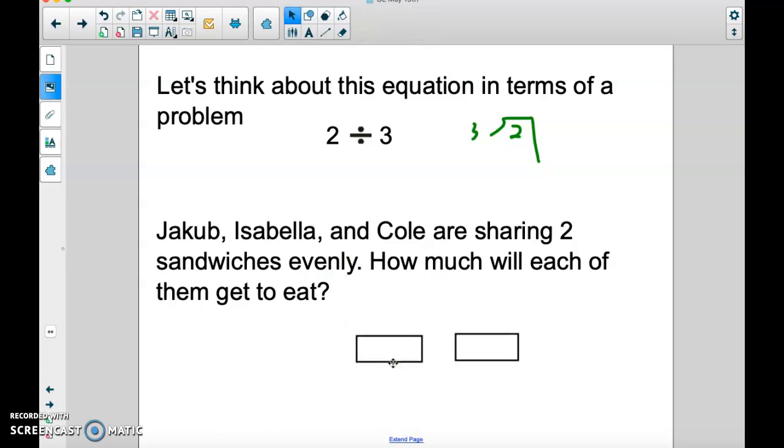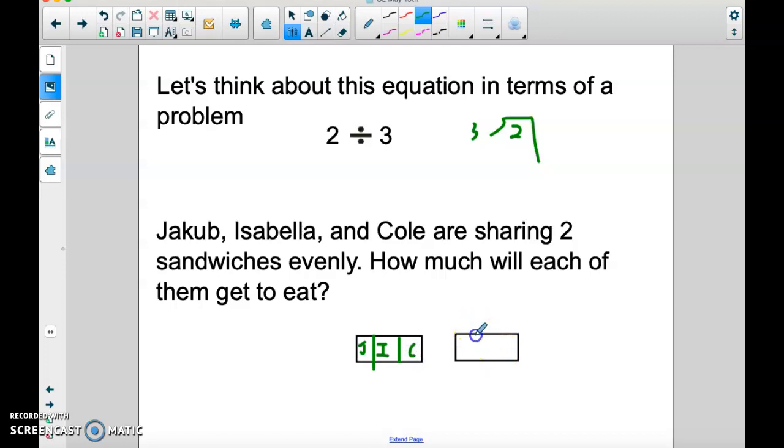Well, there's 2 sandwiches, right? And what do we have to do with those 2 sandwiches? Well, there's a few different ways you go about doing this, but the way I think about it is I'm just going to divide each sandwich into thirds. Okay, so one for Jacob, one for Isabella, and one for Cole, right? So right now, out of that one sandwich, each person got a third.